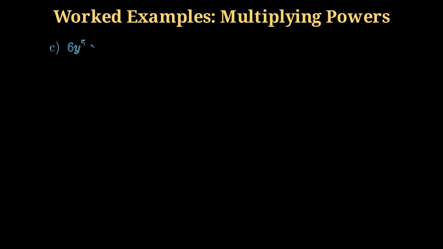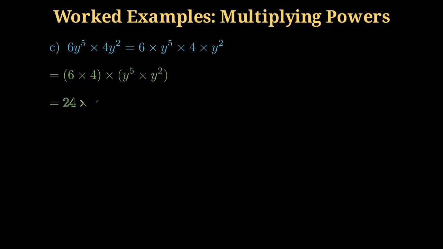C, simplify 6y to the power 5 times 4y squared. First, split each term into its pieces, 6 times y to the 5 and 4 times y squared. Group the ordinary numbers together and the powers of y together. 6 times 4 is 24, plain multiplication, and y to the 5 times y squared, same base, so add the indices, 5 plus 2. 24y to the power 7.